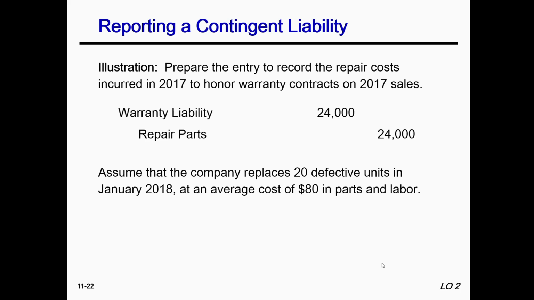Assume that the company replaces 20 defective units in January 2018 at an average cost of $80 in parts and labor. Means they have to repair the parts and the labor cost. 20 defective units. So let's arrange for this. Warranty liability will further decrease because now 20 more units are defective. So $80 is the per unit correction or repair cost. 80 multiplied by 20, that is 1,600, and repair parts will get credit.